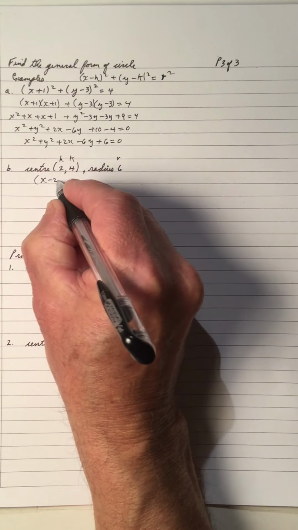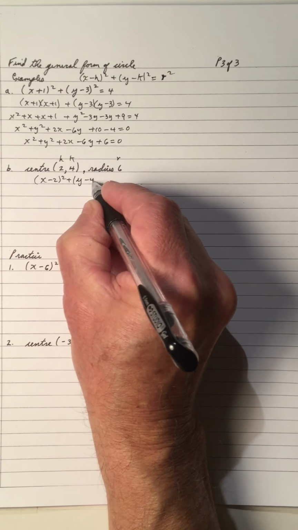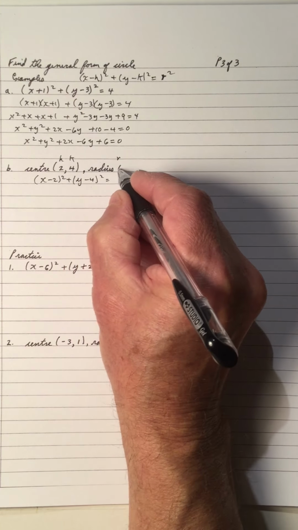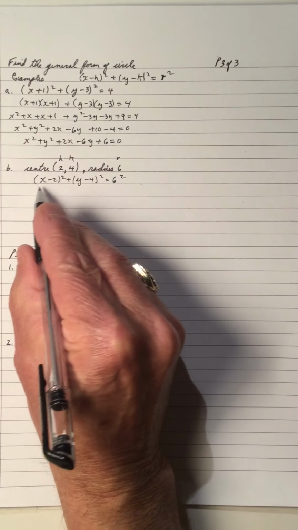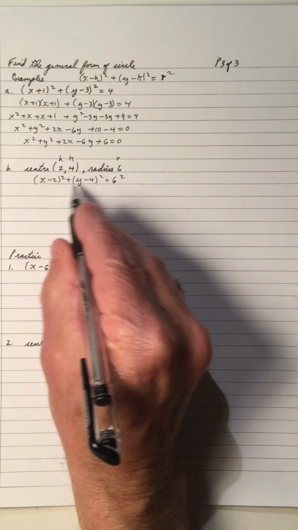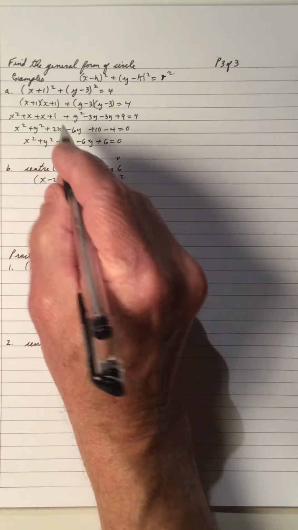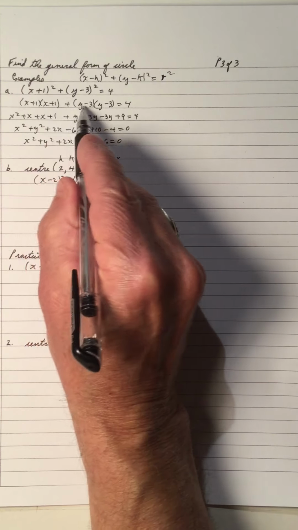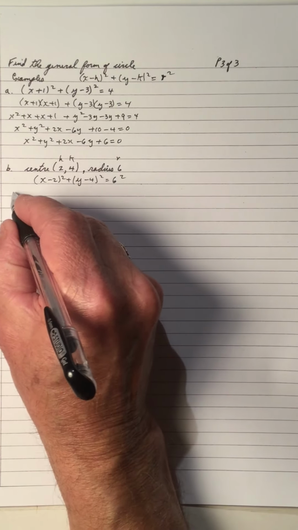That's a 2, so that's a minus 2 squared. That's a 4, so we have y minus 4 squared equals the radius of 6, so that's 6 squared. So we have to square out both of these. Another way to do it is by FOIL, like I did up here, which is a guaranteed way. But I just want to work this one out another way.